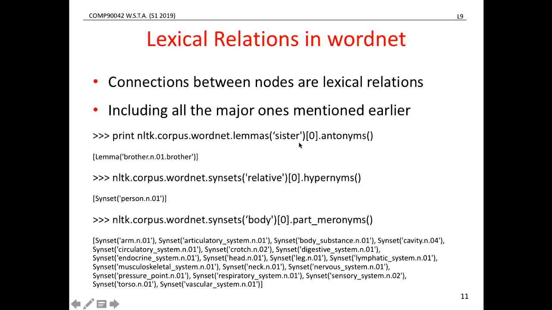But if we look up the word sister, we can ask for the antonym and we get the word brother. And this is pointing to a lemma. We can then ask that lemma, what synsets do you belong to, and so forth. So we can navigate around this graph very easily. Okay, we can call for hypernyms, we can call for meronyms, and so forth. So there are methods to basically work out this connectivity, the adjacency structure of this graph by querying from nodes.